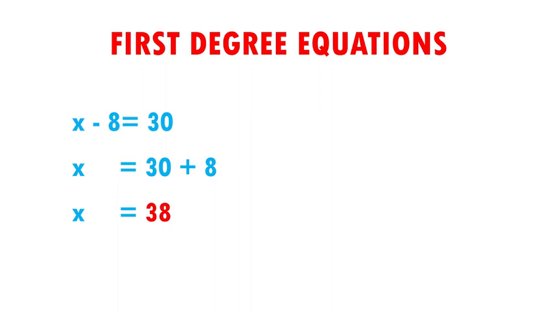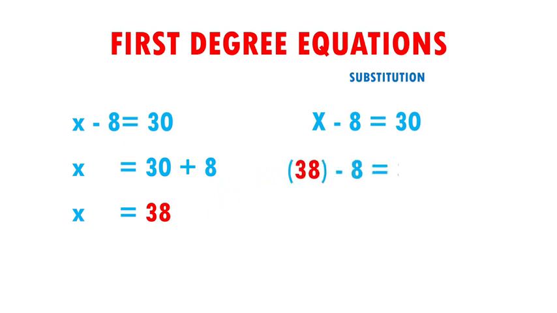To know if my result is correct, I have to substitute. Then, I copy the same equation. X minus 8 is equal to 30. Now I put 38, which is the value of x, minus 8 is equal to 30. When subtracting 38 minus 8, it gives me 30, and this is equal to 30. Therefore, I can say that the result of my equation is correct because both sides are the same. Very easy, right? Let's see another example.